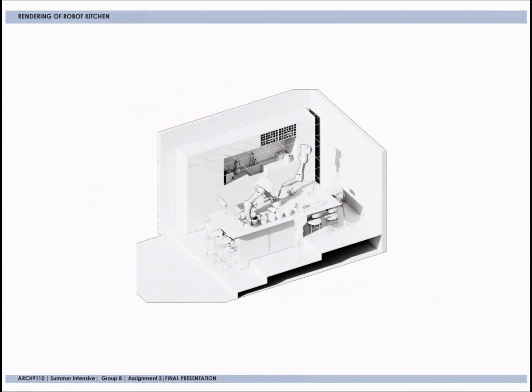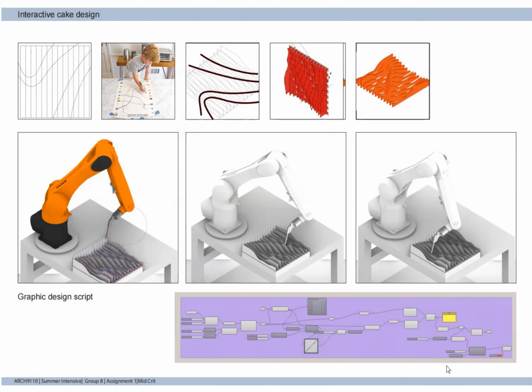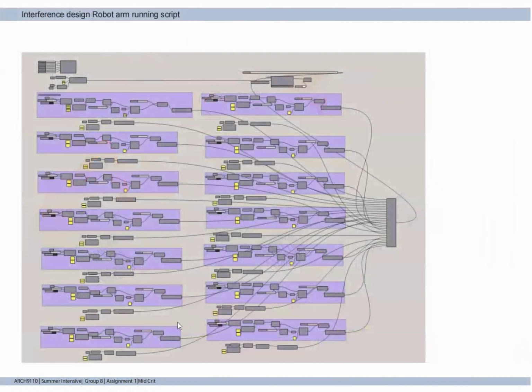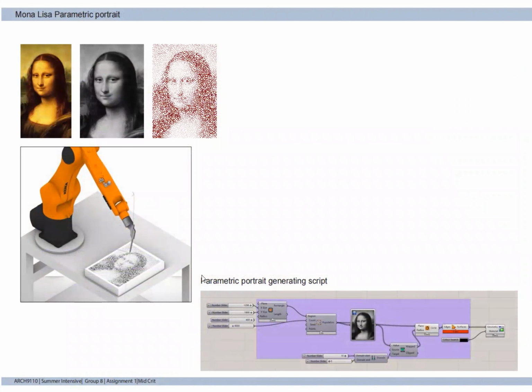So this is the rendering of the robot kitchen. We can see the robot arms are working. This is the interactive cake design. This is in the customization mode. Even a 3 year old child can draw some curves randomly on a piece of paper. Then the computer can scan and extract the lines and make them interfere with chocolate slices, and finally come out with the layout of the cake. And this is the script of the fabric trace. This is the postscript. Mona Lisa's parametric design. It adapts a cluster of points to different radii according to the brightness of the grayscale portrait. The robotic arm can follow the trace of the circles to form the picture.